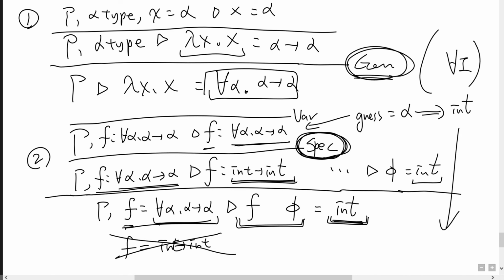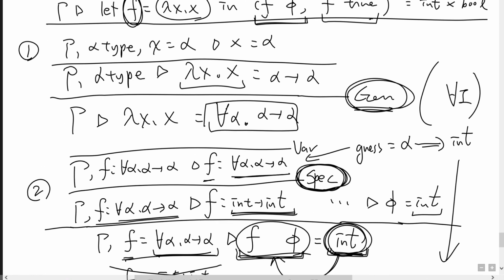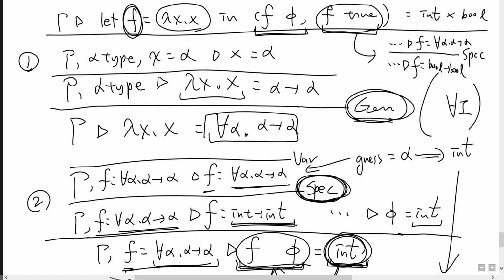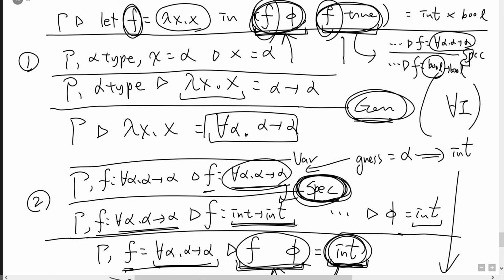And in the end, we can successfully assign type int to this f applied to 0. Likewise, in type checking f applied to true, we will see another instance of the specialization rule. So here, f also has this polymorphic type, and perhaps we will specialize it to bool arrow bool. So during the type checking of this expression, we will specialize this polymorphic type to int. And during the type checking of this expression, we will specialize the same type to Boolean. So we really reuse the same function f polymorphically. First for integer, second for Boolean.